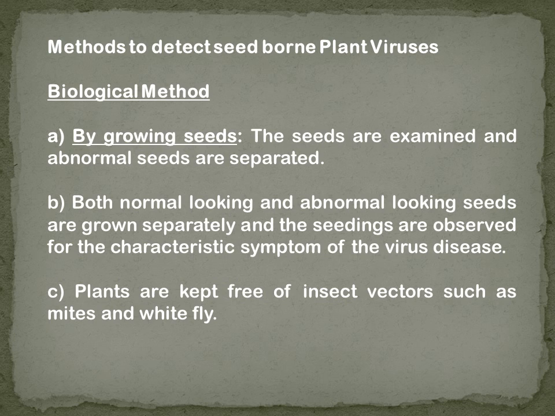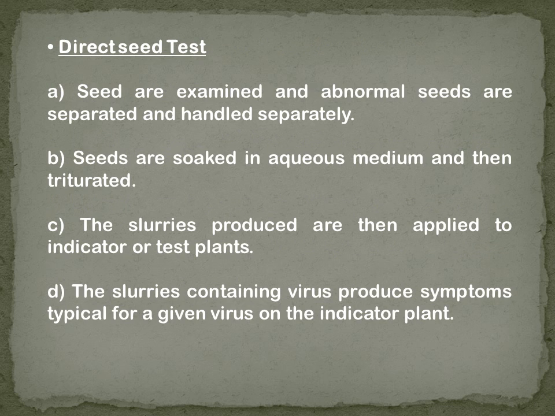I was telling you that you have to keep the plants free from any kind of vectors, because vectors are the carriers of all viruses; they go from one plant to other plants and spread the virus particles. Then the direct seed test. Seeds are examined and abnormal seeds are separated and handled separately. Seeds are soaked in an aqueous medium and then triturated. The slurry produced is then applied to the indicator or test plant, and a slurry containing virus produces symptoms typical for the given virus on the indicator plant.